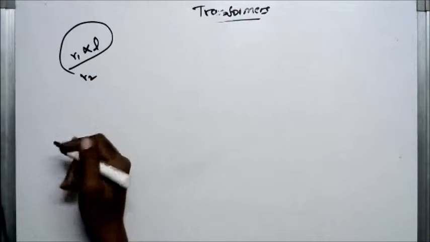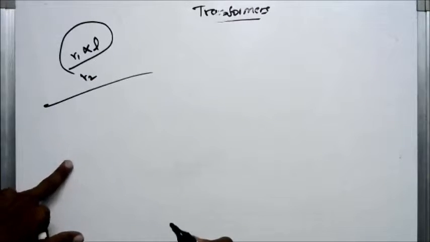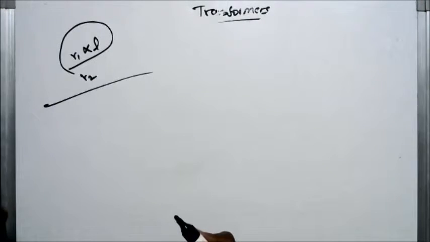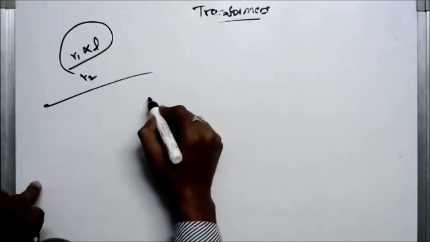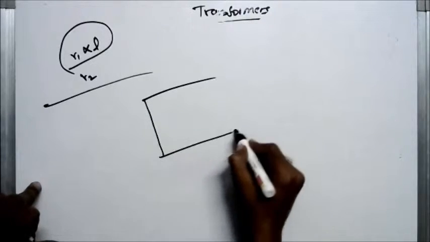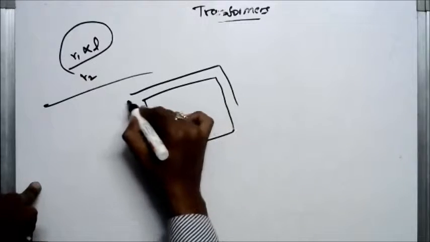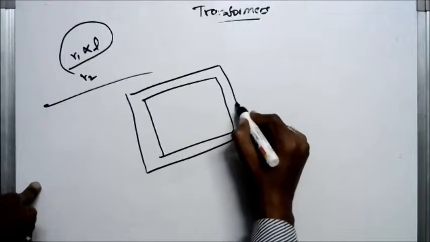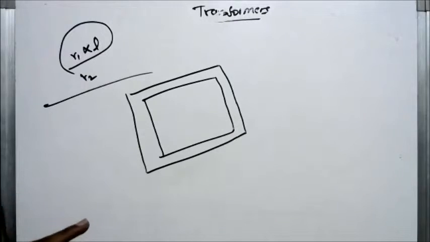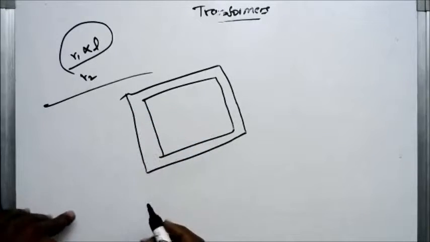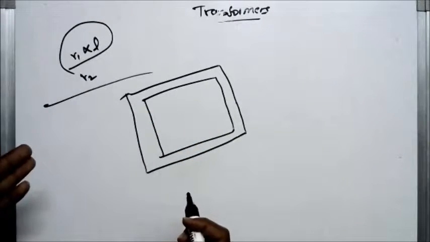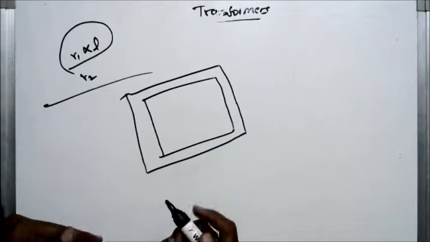Now coming to the leakage flux. What is leakage flux? Actually, in a practical transformer, not all the flux emitted from coil 1 links to coil 2. That is, all the flux that doesn't confine to the path of the core.